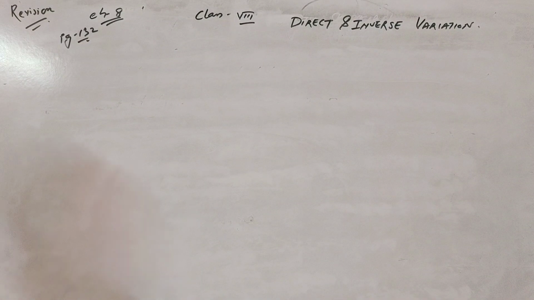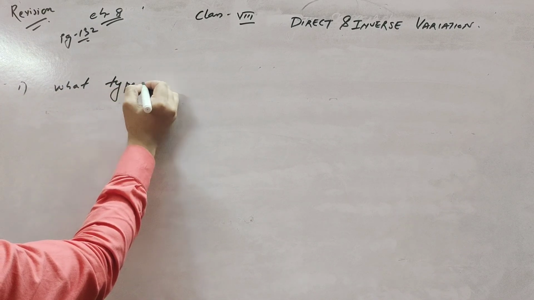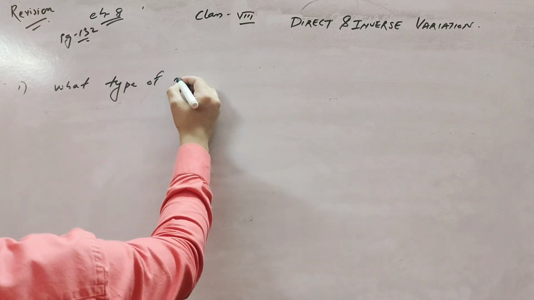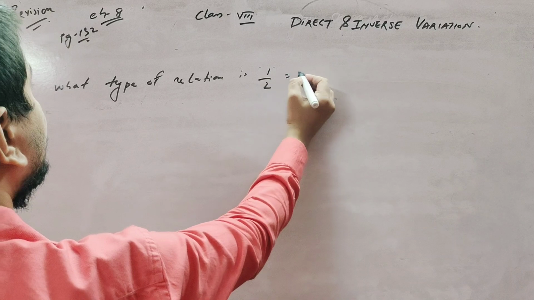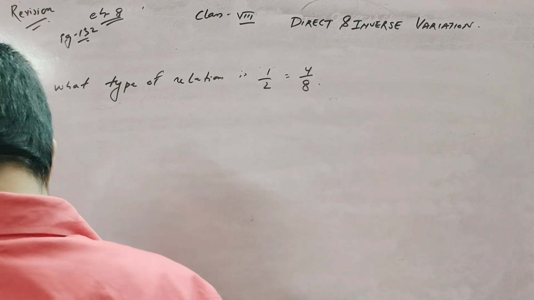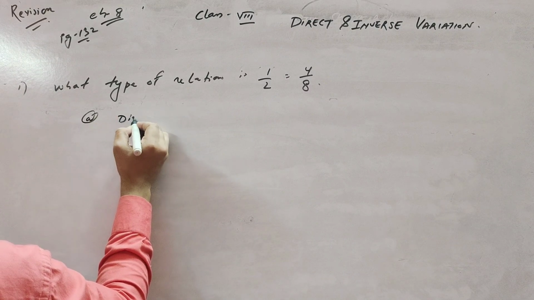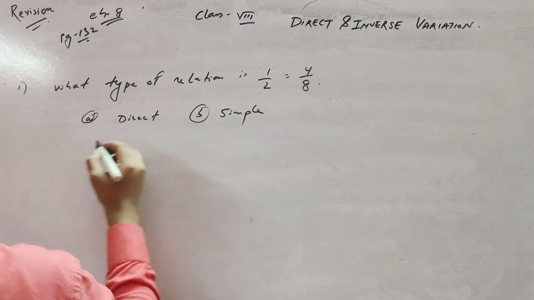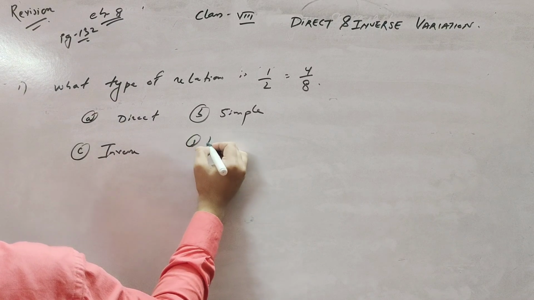See one more question. What type of relation is 1 by 2 and 4 by 8? 1 by 2 and 4 by 8. Option A, direct. Option B, simple. Option C, inverse. And option D, none of these.